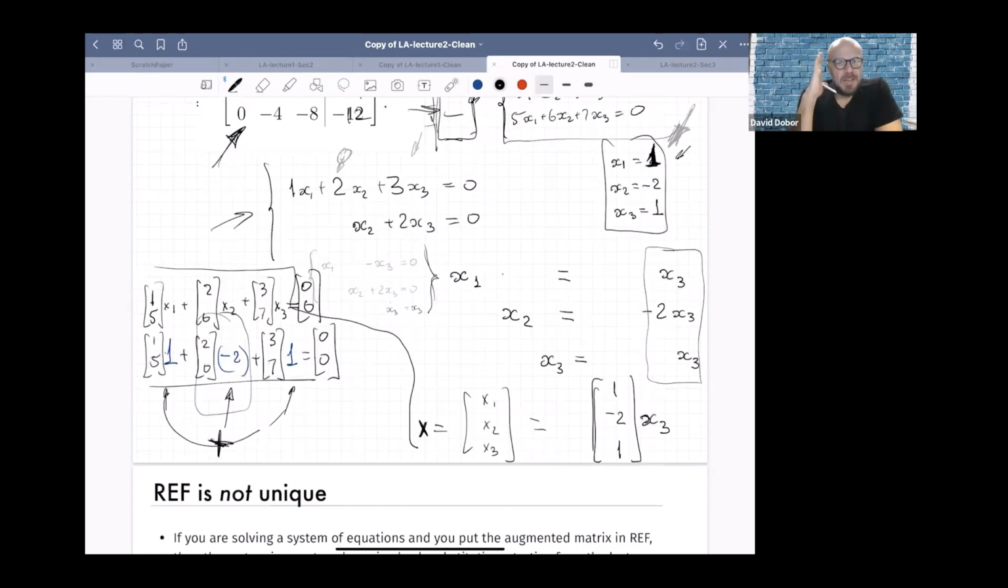Isn't it the number of non-zero rows? Like the number of non-zero rows in the Gaussian elimination will be the rank of the matrix. That's also true. Yes. What is the number of non-zero rows? How does it relate to the number of pivot variables or free variables in the matrix, in the system of equations?